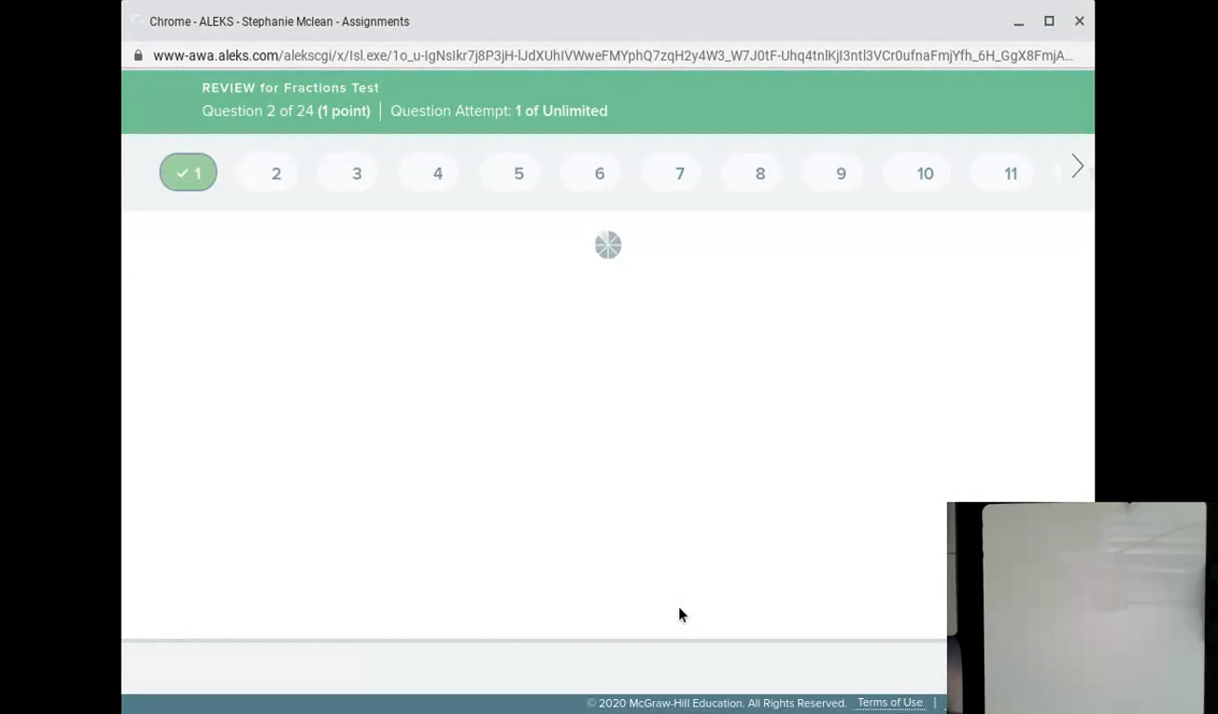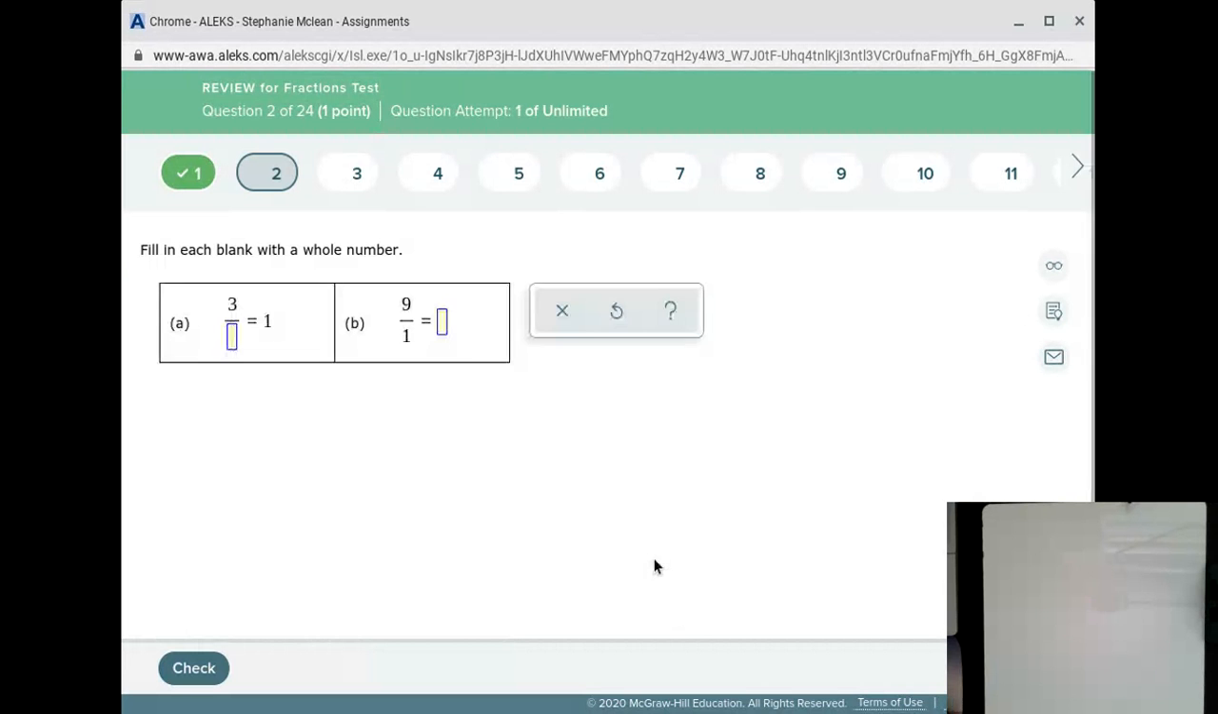Okay, now fill in each blank with a whole number. So I have 3 divided by what is going to give me 1. 3 divided by 3 is going to give me 1. Now I have 9 divided by 1 is going to give me what? 9 divided by 1 is just 9. Okay.